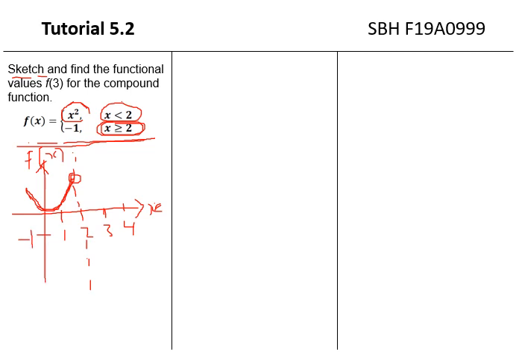It is always negative 1 here. Okay, when x equals 2 or above, it is always negative 1, like that. So we use a different color to represent how it looks like. So we have this kind of curve here, and then we have a blank circle here.